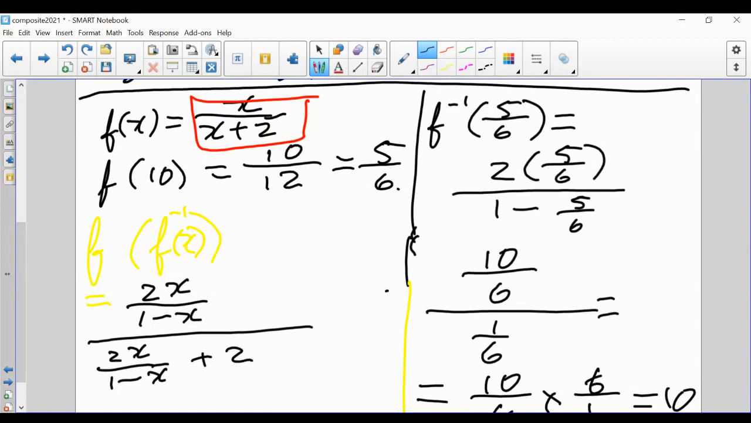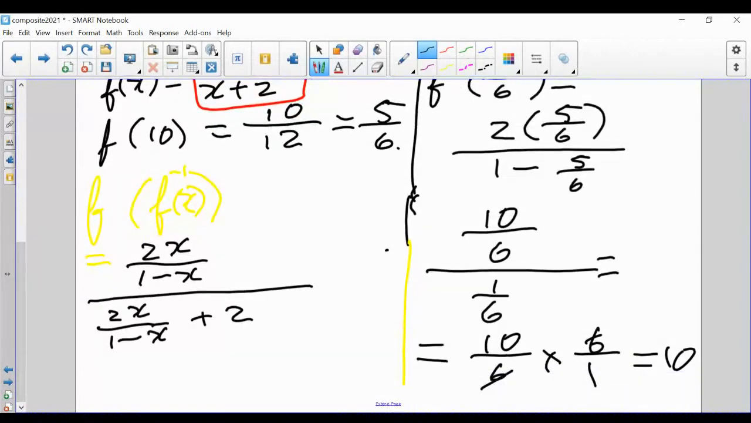This is good practice for us to see. Right? I'm taking anywhere I saw x before, I'm putting in the inverse function. So the x becomes 2x over 1 minus x, and this other x becomes 2x over 1 minus x again, plus 2. Folks, hang in there. We can do this.